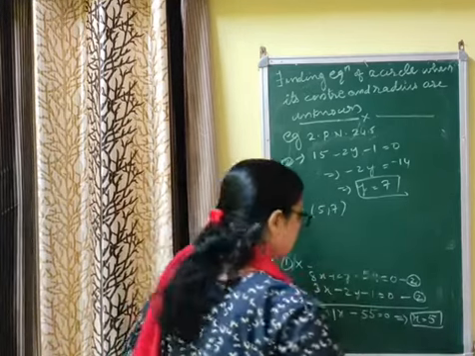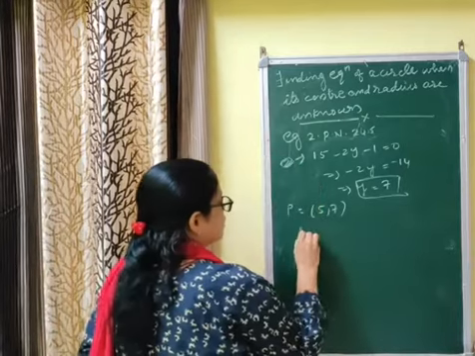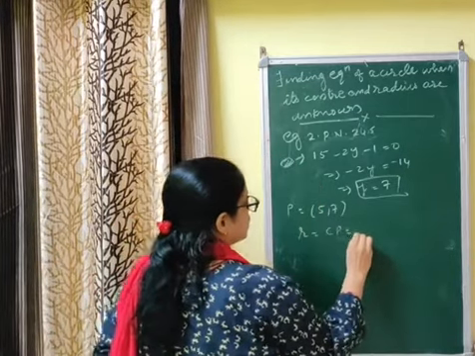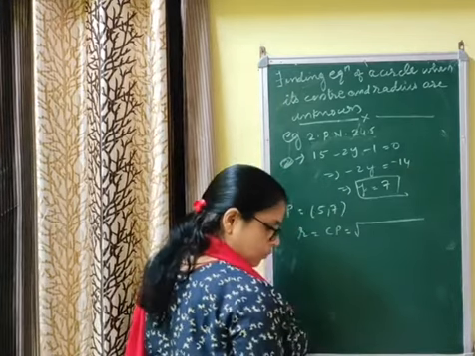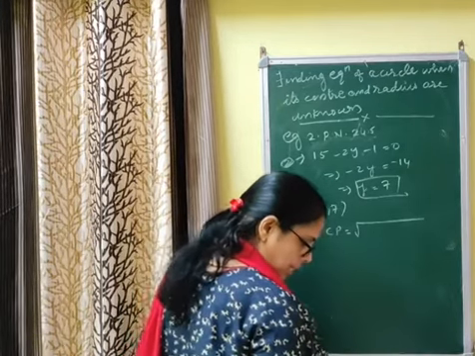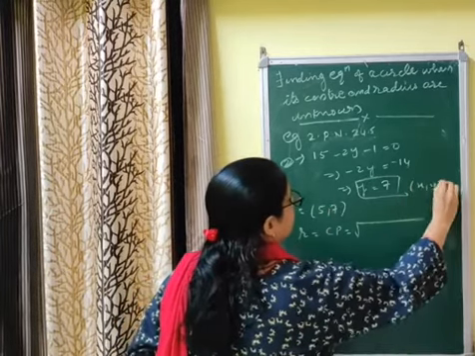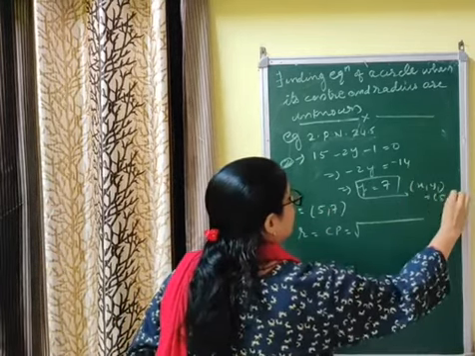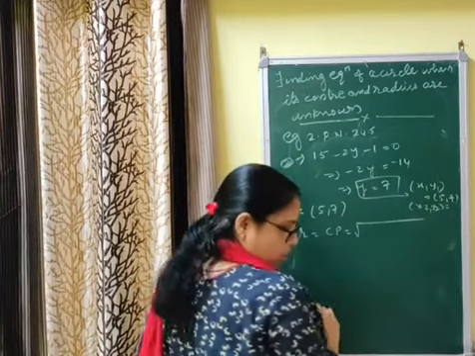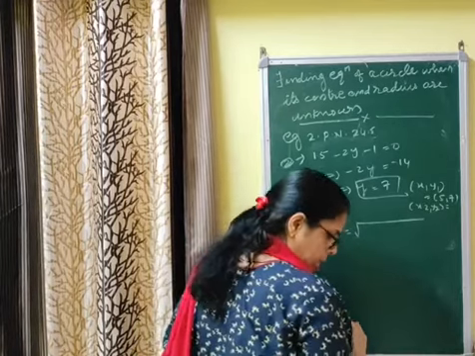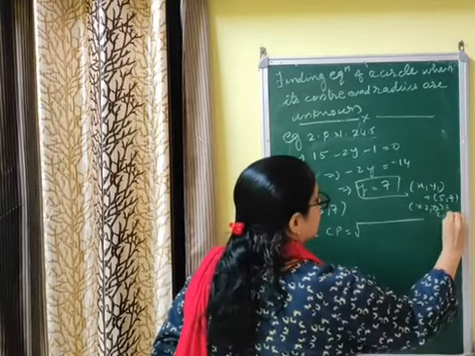Now, in order to find the radius, since P lies on the circle and C is the center, the radius is equal to CP, that is under root of x2 minus x1 whole square plus y2 minus y1 whole square. By the distance formula, x1, y1 can be taken as 5, 7, and x2, y2 can be taken as 2, minus 3.